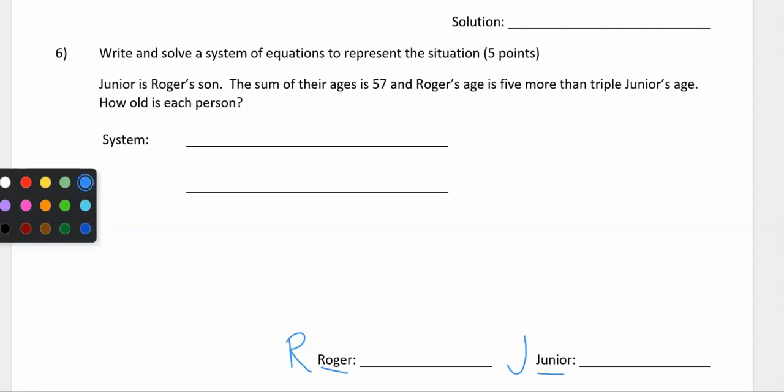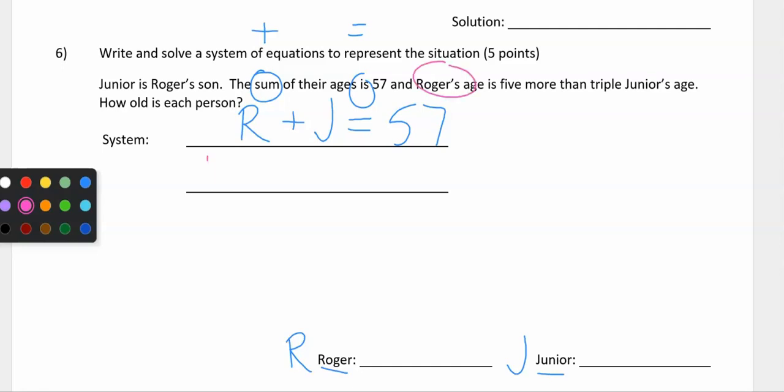Cool. The sum means add, of their ages is means equals. Okay, I'm going to go ahead and write an equation from that. If I add Roger and Junior, R plus J, it equals 57. All right, so there's one equation done. Now I'm going to write the other one.